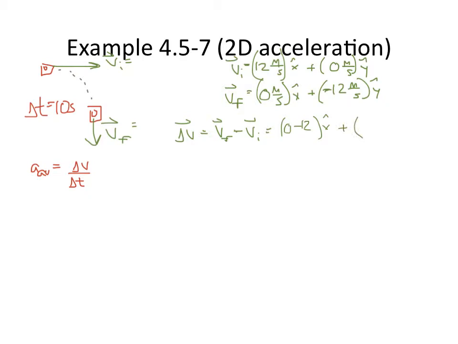And we have what in the y direction right here? Well, we've got negative 12 minus 0 in the y hat direction right there. All right, let's simplify that. So our delta v, or change in velocity vector, is going to be negative 12 meters per second x hat and negative 12 meters per second y hat.